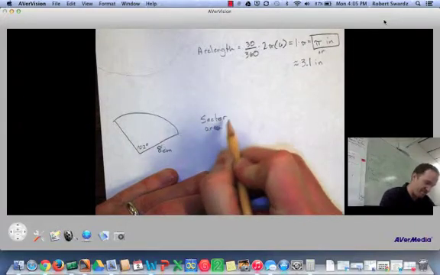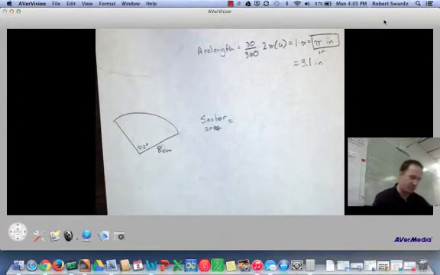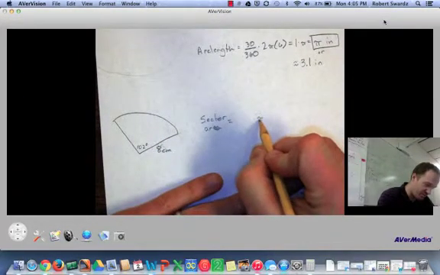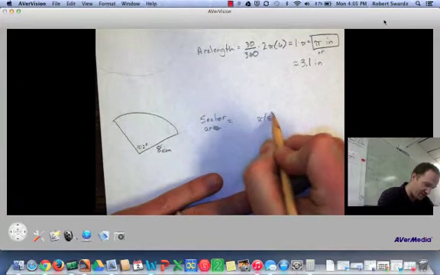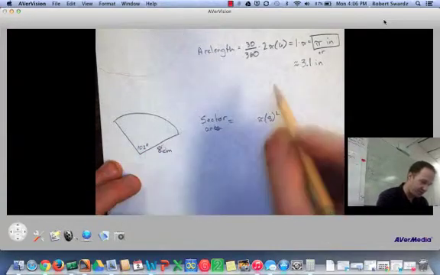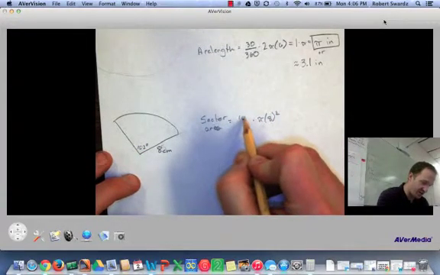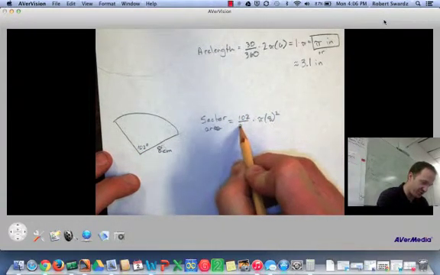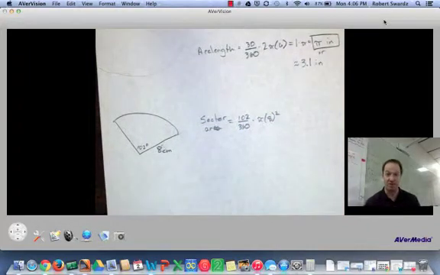Sector area, now the area of the whole circle is pi r squared. So pi times 8 squared. But we don't want the whole circle. We only want 102 degrees of it. So you multiply by 102 over 360. Because that's the fraction of the circle that you're finding the area of.